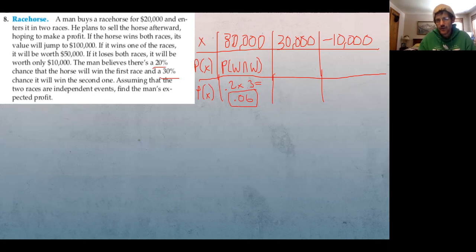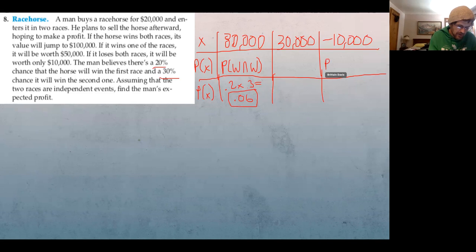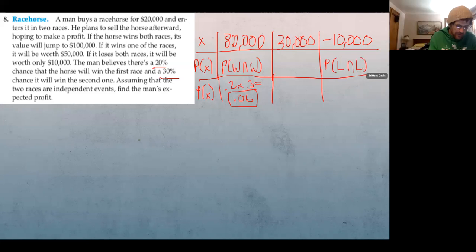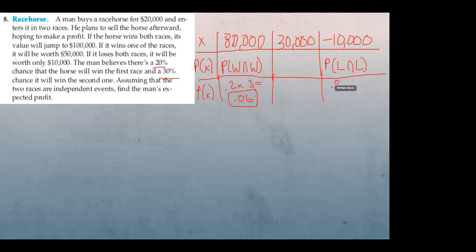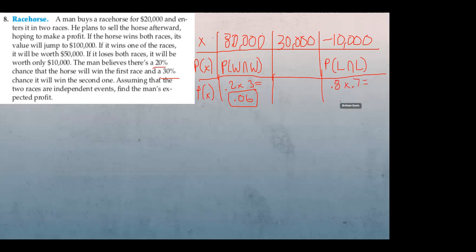I want to skip over to the last one real quick. How do you end up with negative 10,000? If he loses both races. Okay, probability of loss and loss. So what are the probabilities for losing? 0.8 and 0.7. All right, we multiply that together, we get? I got 0.56.